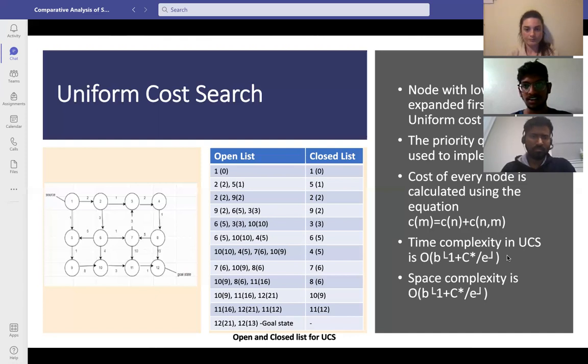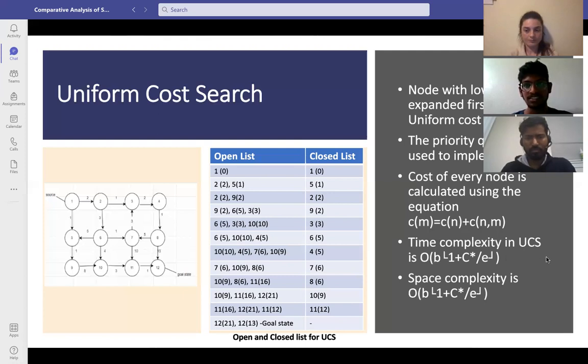In the same manner we will go to the goal state. After 9 we will cover node 3, since the distance from 1 to 3 is 3, and after that we will cover 6 and 4, where the distance is 5 for both. In the same manner we will reach the goal state 13, goal state 12, sorry.